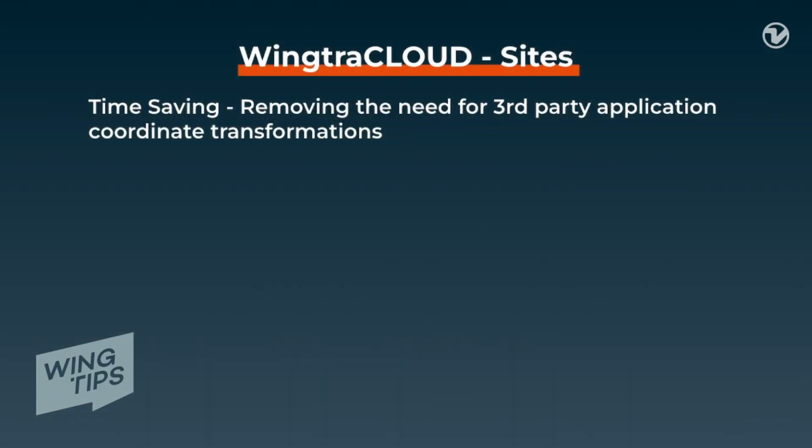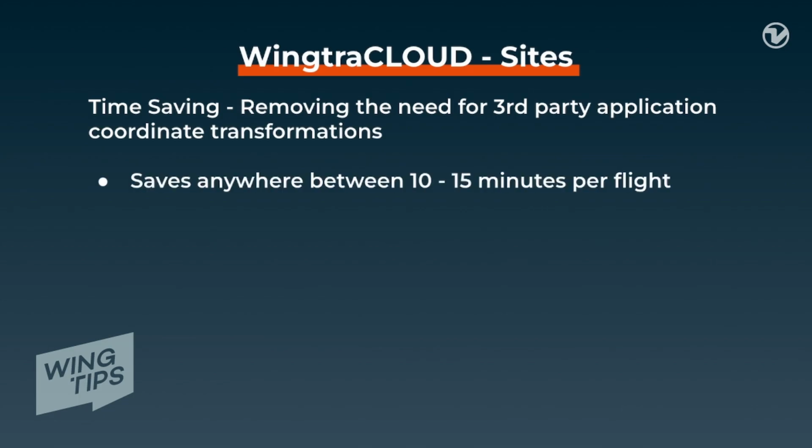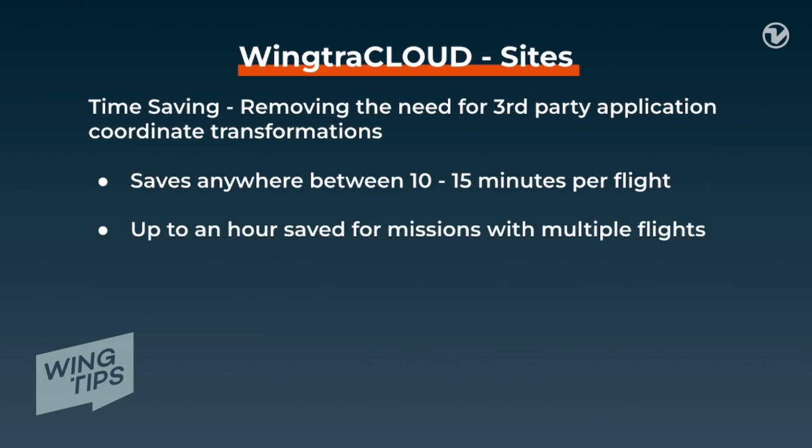But would you like to actually know how much WingtraCLOUD can save per project? Well, we've asked around our customers who are using Cloud. They told us that by removing the need for coordinate transformations, it can save anywhere between 10 to 15 minutes per flight. Think about it. This can add up to an hour or more for large area mapping missions with multiple flights.